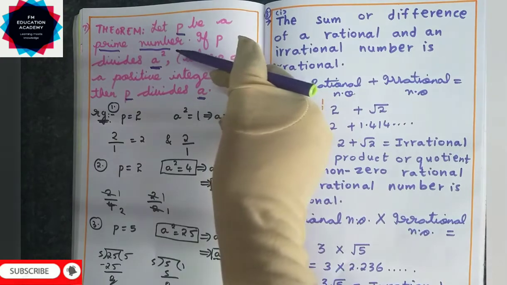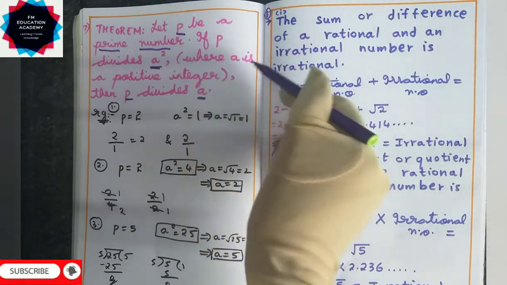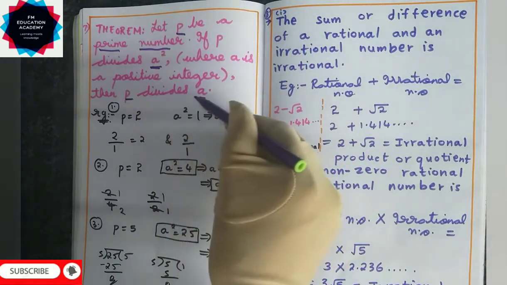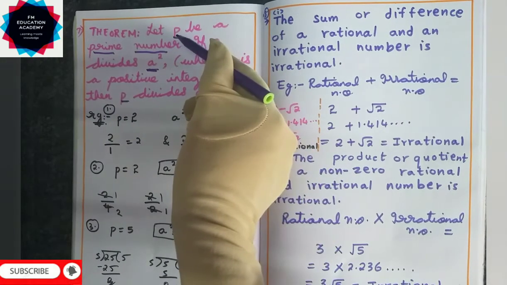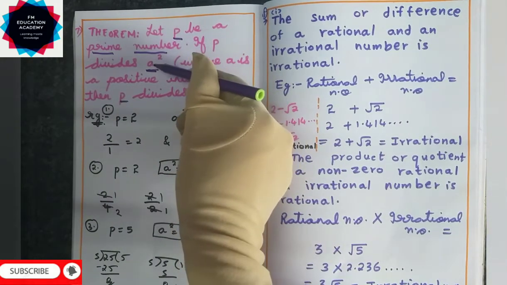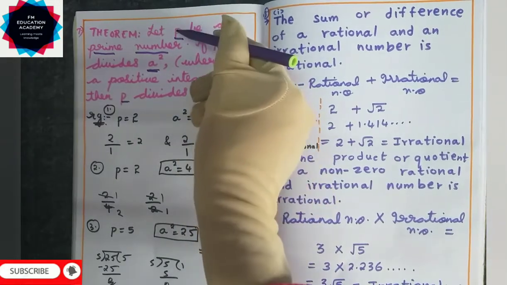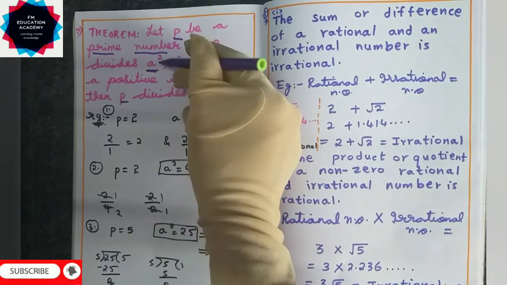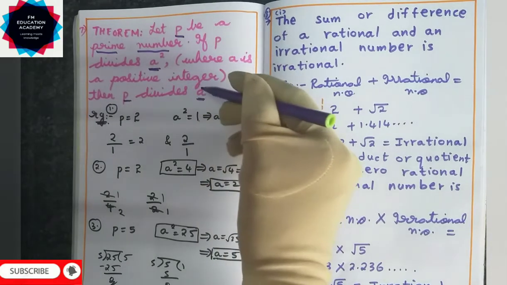Let p be a prime number. If p divides a squared, where a is a positive integer, then p divides a. For example, it is saying that when p divides a squared, that is, p divides the square of a number, then p also divides a. What is p here? p is a prime number. That is, if a prime number divides the square of a number, then the prime number also divides the number.